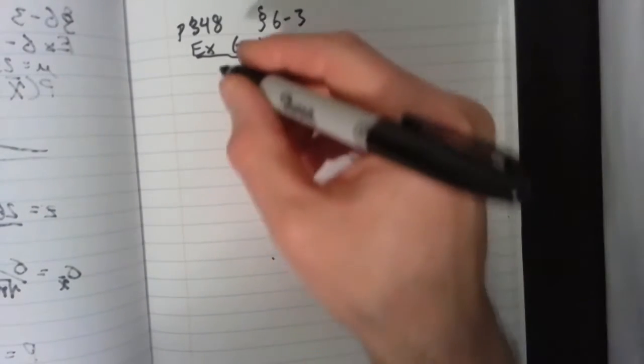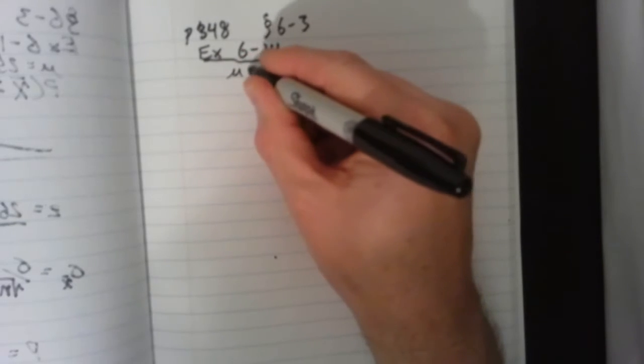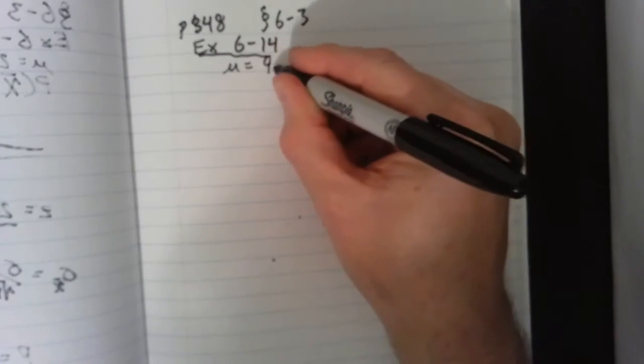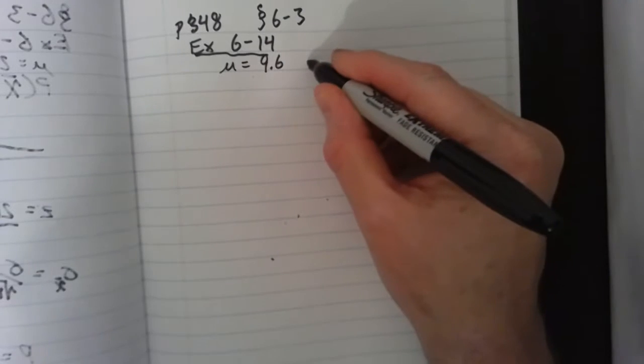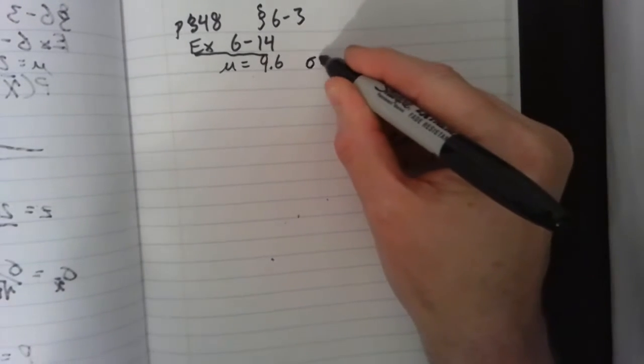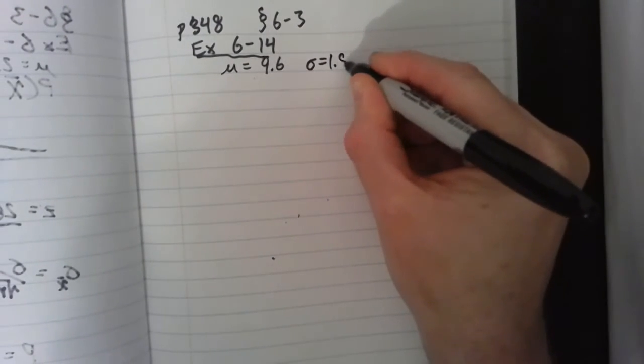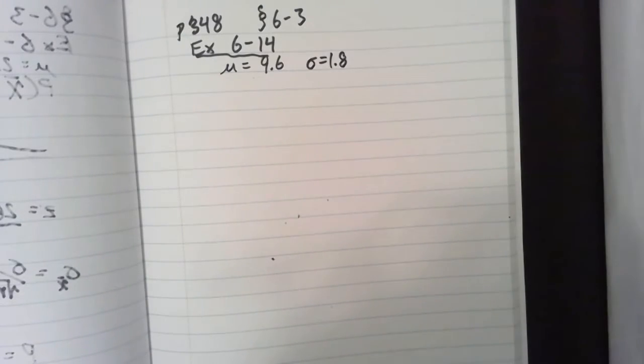The average drive to work is 9.6 miles. So right there, that's our mu, which is also the same as mu subscript x bar. Assume the standard deviation is 1.8 miles. So there it just says the standard deviation, and that is from the original distribution. Remember, that is the one that we're going to have to divide by the square root of the sample size.